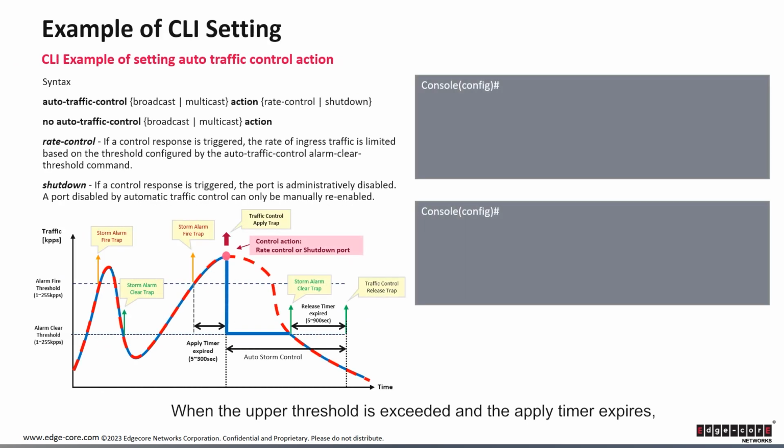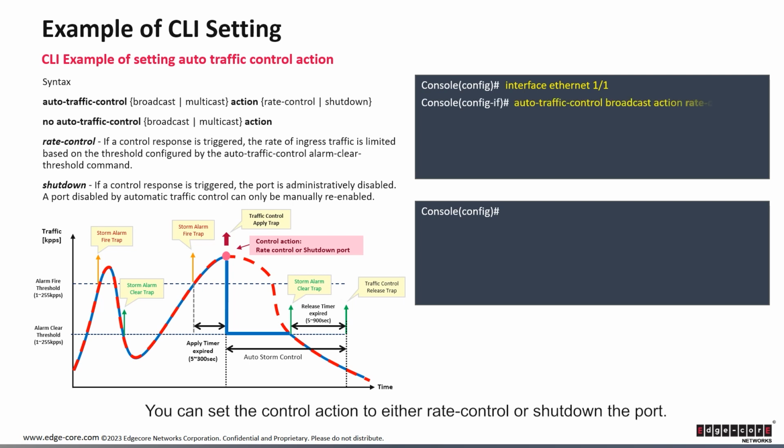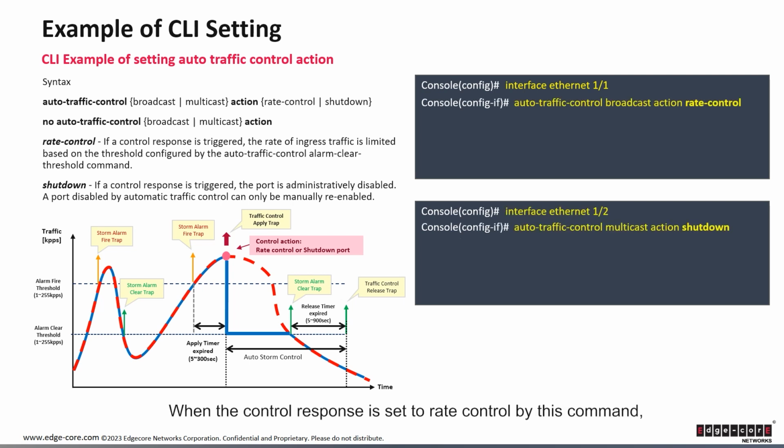When the upper threshold is exceeded and the apply timer expires, a control response will be triggered based on this command. You can set the control action to either rate control or shut down the port. When the control response is set to rate control by this command, the rate limits are determined by the Auto Traffic Control Alarm Clear Threshold command.